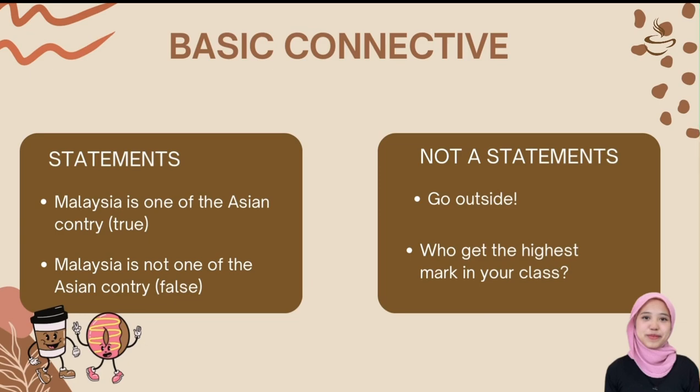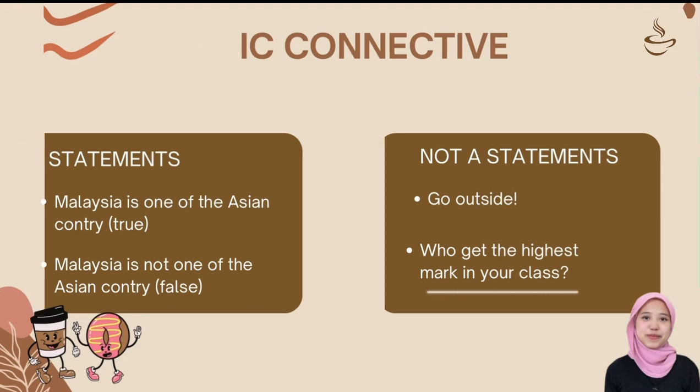For not a statement, non-statements are sentences that do not assert facts. Therefore, they cannot be classified as true or false. These include commands, which tell someone to do something but do not make a claim. Second, questions. They seek information but do not assert anything. And the last one is exclamations, which express feelings or emotions and do not state facts. For example, go outside. There is an exclamation mark after outside. And another one is, who get the highest mark in your class?